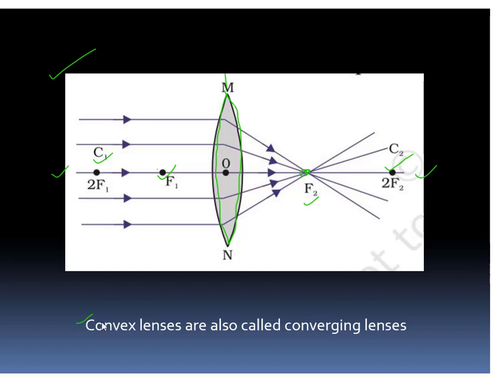So here convex lenses are called converging lenses. Why are these lenses called converging lenses? Converging means coming together. They are coming and meeting together. Here you can see these rays of light are coming and meeting at this point F2. So this is also known as a converging lens.